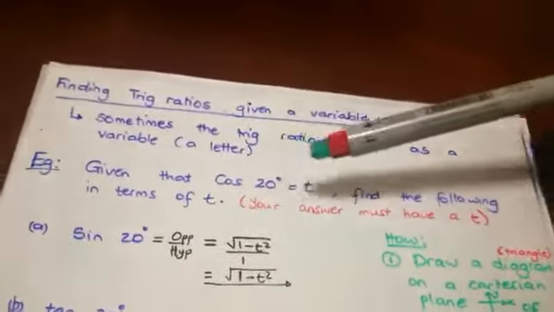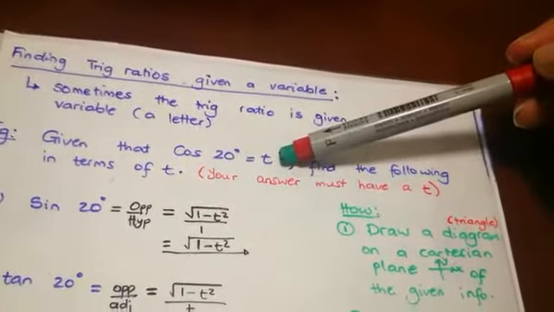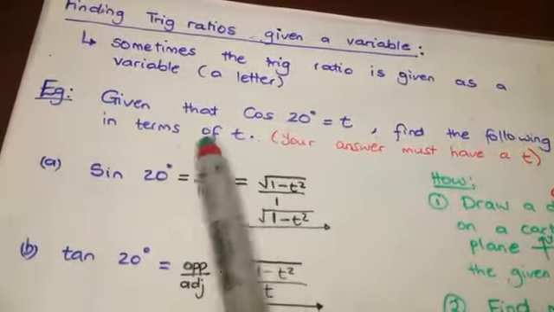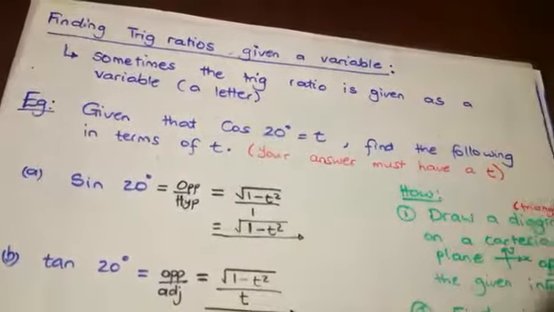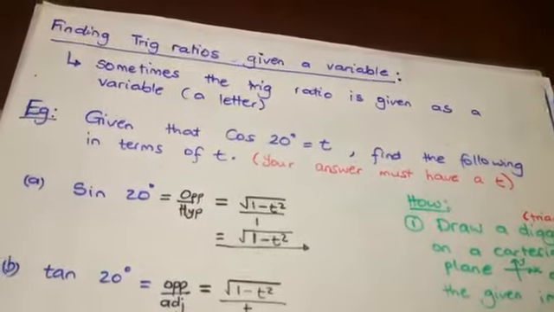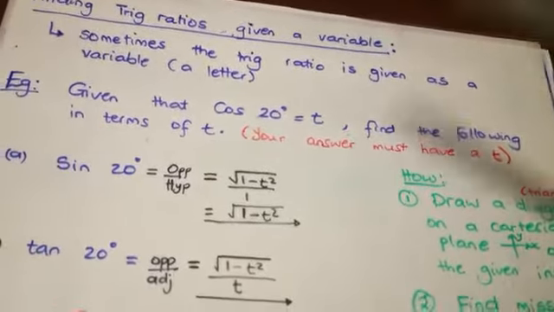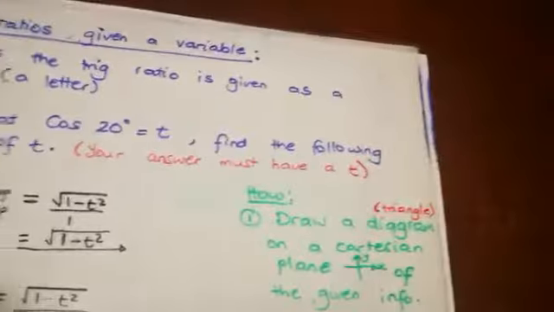So this question is saying, find, given that cos 20 degrees is equal to t, find the following in terms of t. So this, in terms of t, means your answer must have a t. So you're not going to have a 0.5 or any other fraction. Your answer must have a t. So how do we go about doing this?